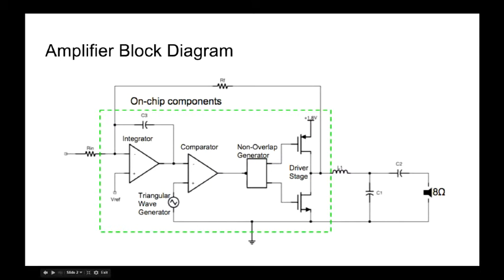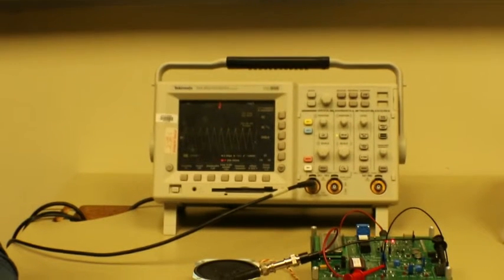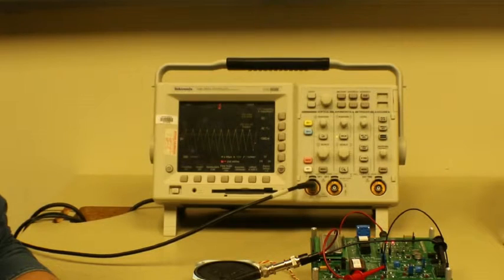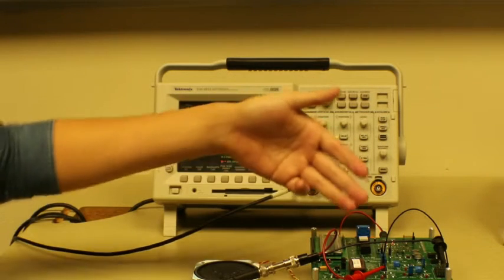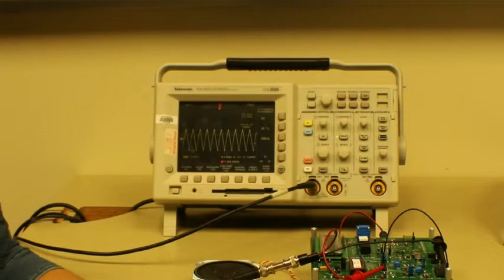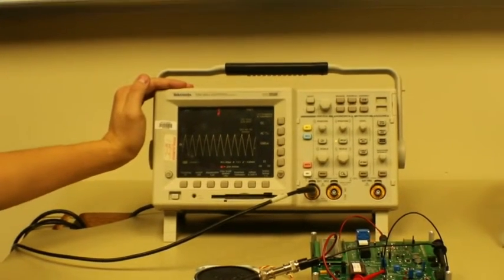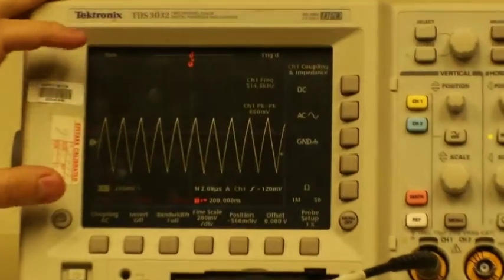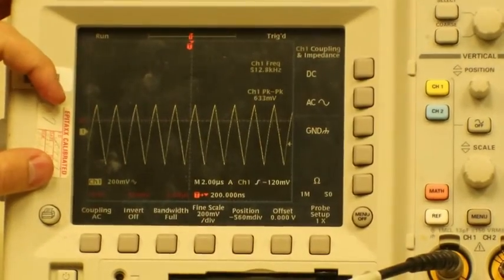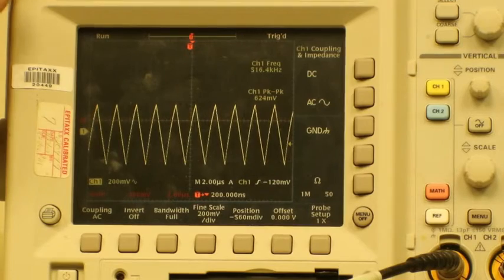Now I'm going to show you the measurement of one of our internal signals, the triangle wave generator. To do that, we first enable the triangle wave observation pin on the PCB board. As you can see from this oscilloscope, this triangle wave matches very well with our simulation.